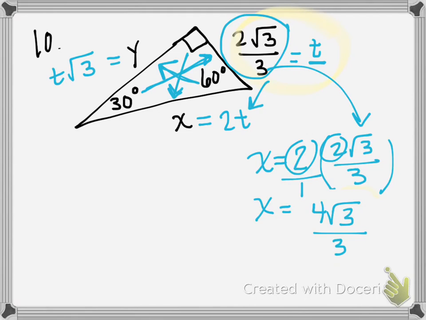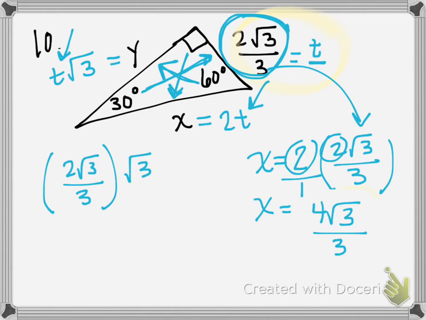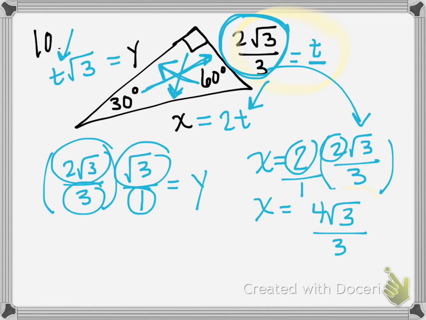Okay, and then for my y value, I'm going to plug in, again, my t over here. So that is 2 square root of 3 over 3. That's my t value times the square root of 3. If it helps, put a 1 on the bottom. This is solving for y. So we multiply top with top, bottom with bottom. So y equals, and when you multiply these, the square root part is being multiplied with the square root part only. So that's 2 square root of 9 over 3.